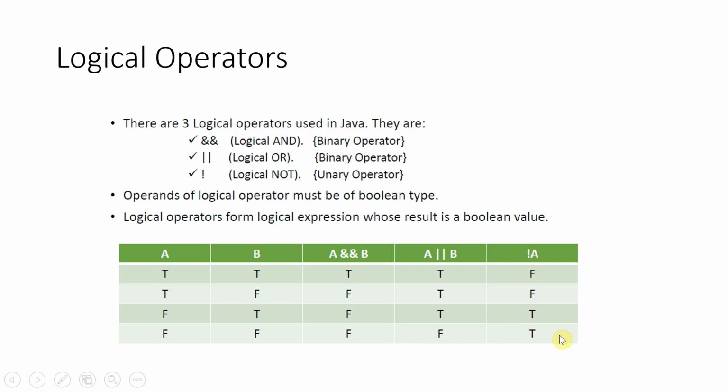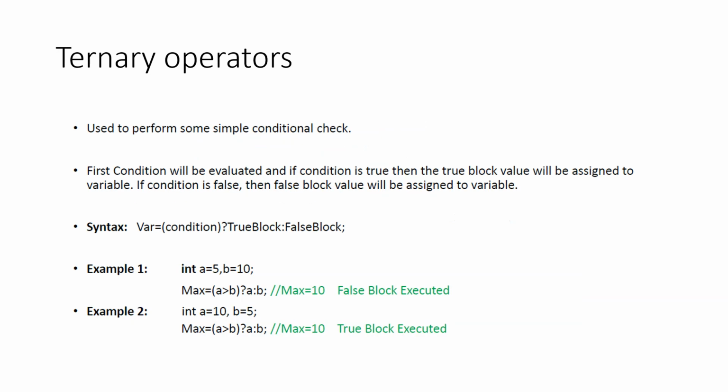So this is basically used in if comparisons. It's like a gate that you have in engineering, a logical gate to do comparisons. So let us look at the simple conditional checks. First the condition will be evaluated, and if the condition is true, then the true block will be assigned to the variable. Now let's look here.